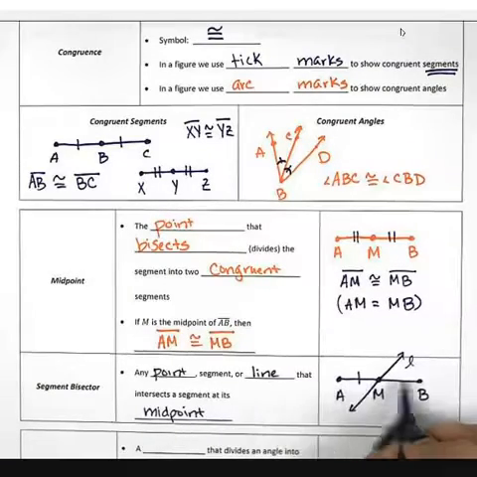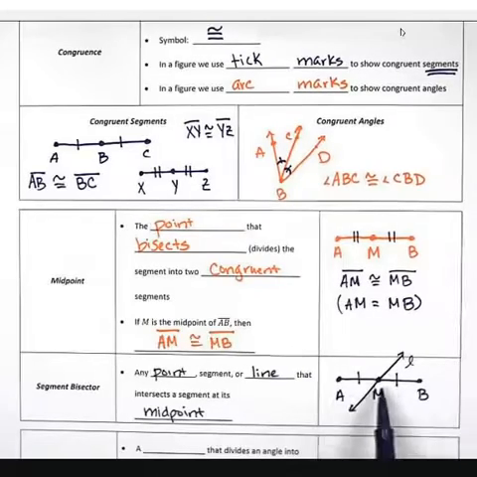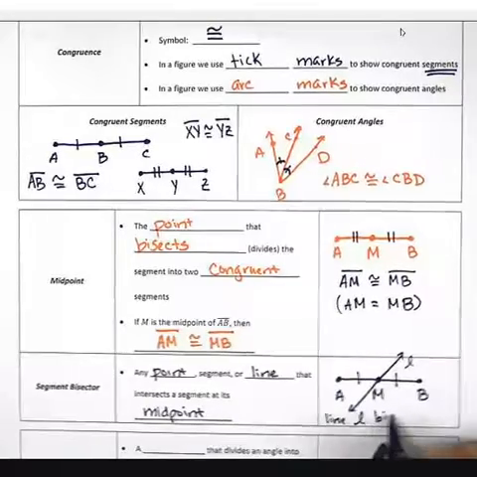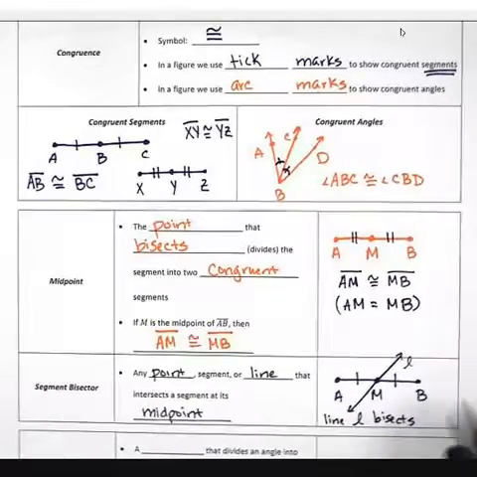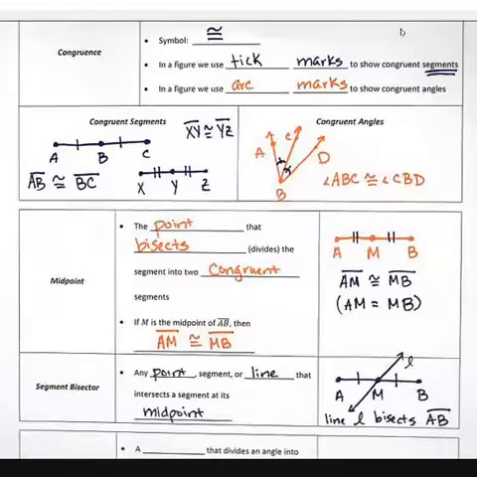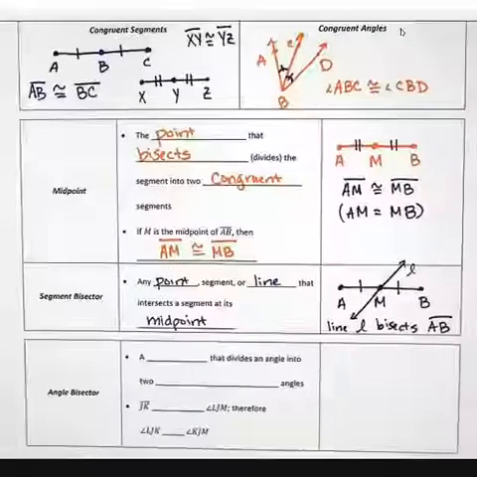If I put tick marks here to show that AM is congruent to MB, then I can say that line L bisects segment AB because it crosses it at its midpoint. We'll have a bunch of different pictures for that as well, but that's just one example that we can look at. All right, so then we have an angle bisector.